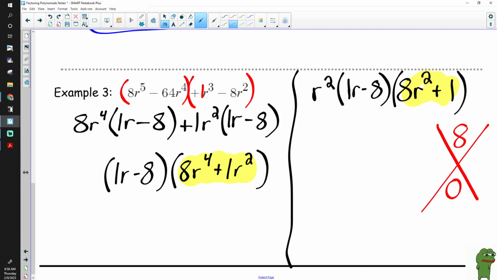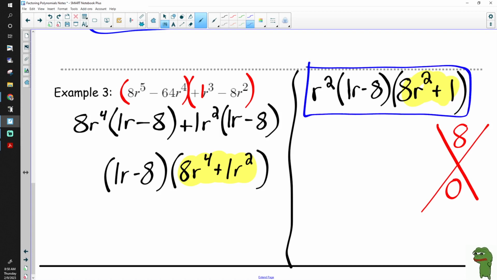Can anyone think of 2 numbers that multiply to 8 and add up to 0? There's only 2 ways to make 8. 1 and 8, that adds up to 9. And 2 and 4, that adds up to 6. So, can you factor that? No. So that means we are done. That is as factored as it can get.